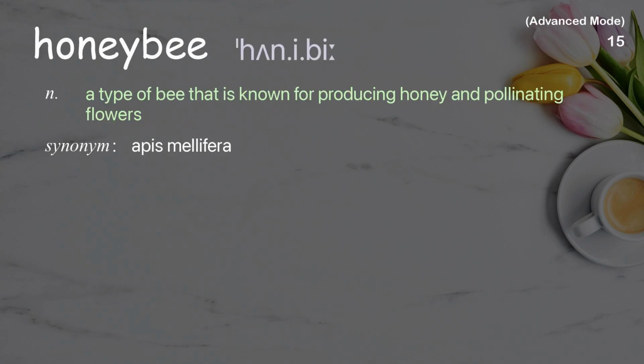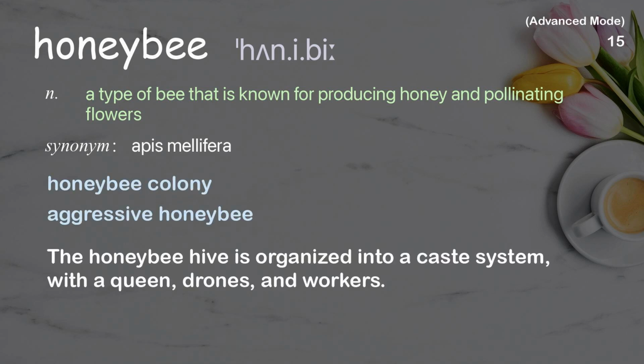Honeybee. A type of bee that is known for producing honey and pollinating flowers. Examples: Honeybee colony. Aggressive honeybee. The honeybee hive is organized into a caste system with a queen, drones, and workers.